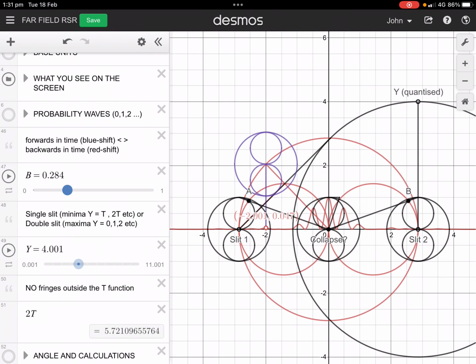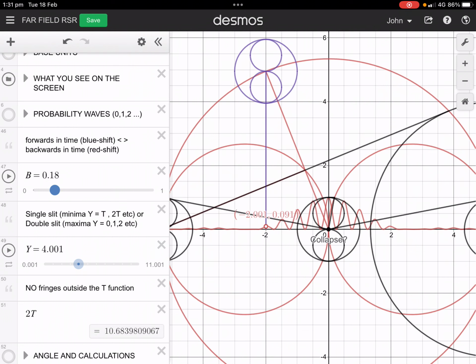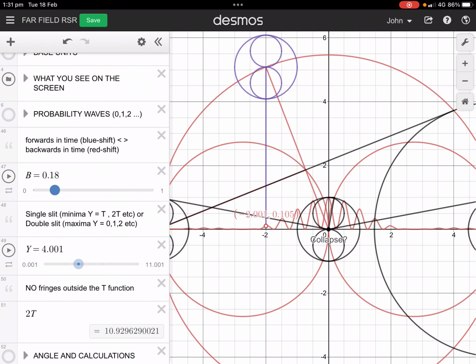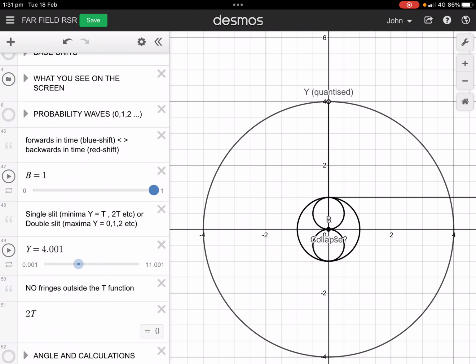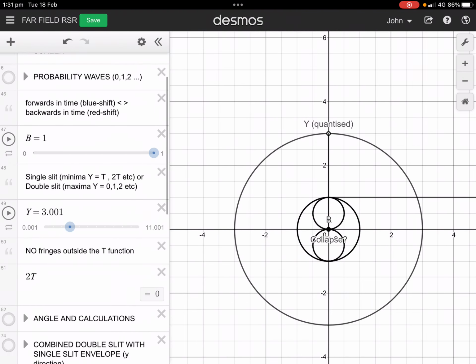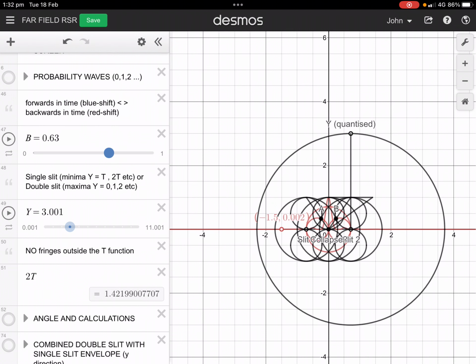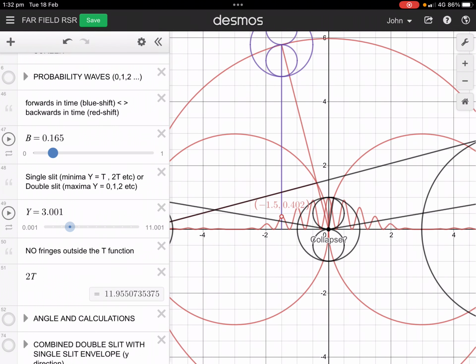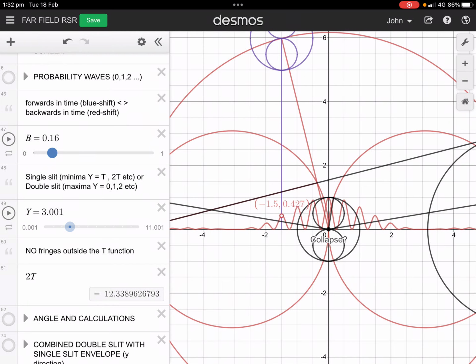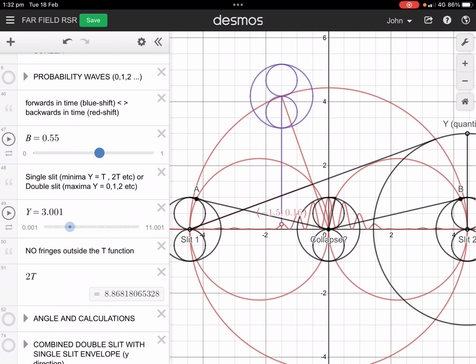Time going forward, there it is, the purple one whizzing away, hitting the screen and collapsing. So you can choose other values. Now it's whizzing away, hitting the screen there at y equals 3, and then collapsing.